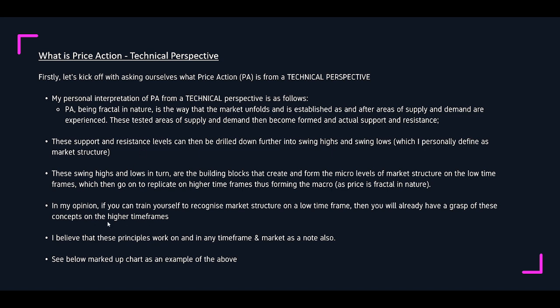So as I've just said, in my opinion, if you can train yourself to recognize market structure on a low time frame, then you'll already have a grasp of these concepts on the higher timeframes. I do believe these principles work on and in any time frame and market, as a note also.